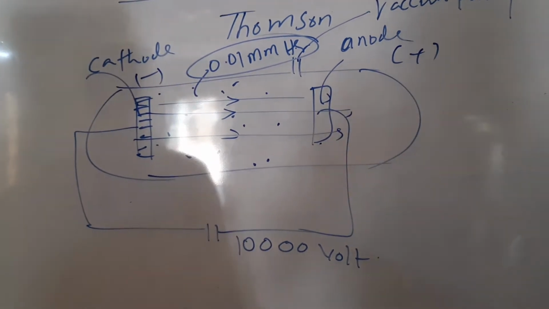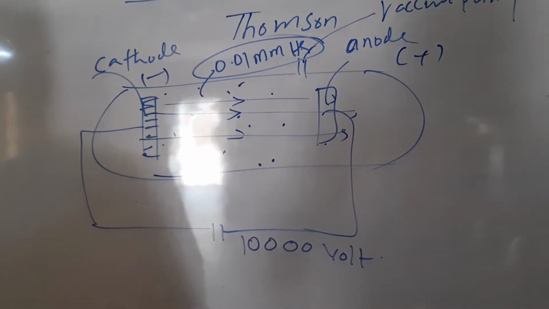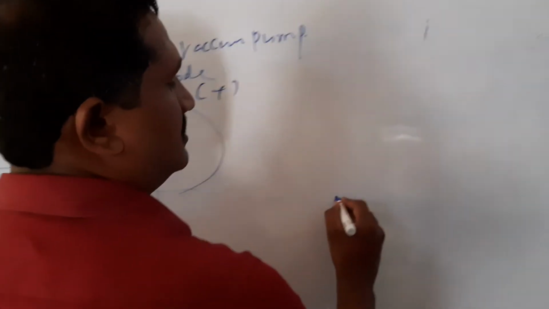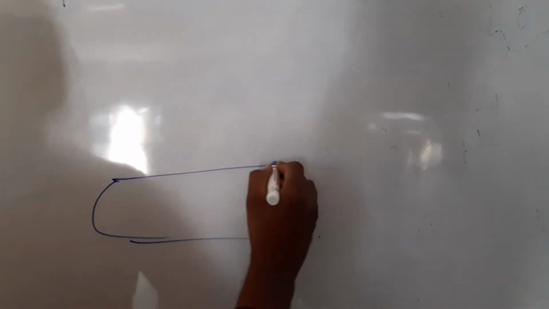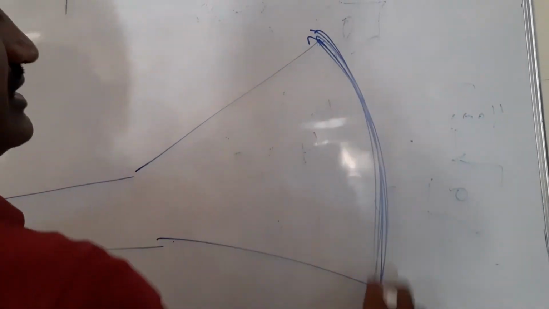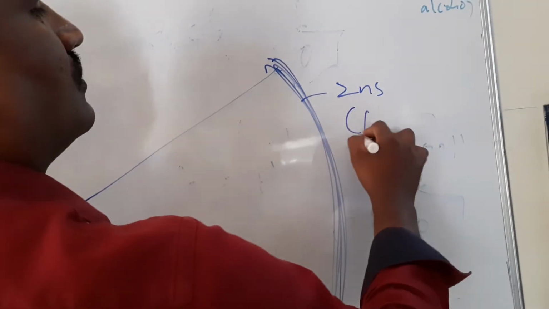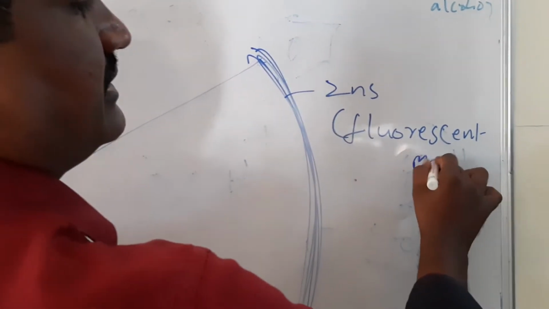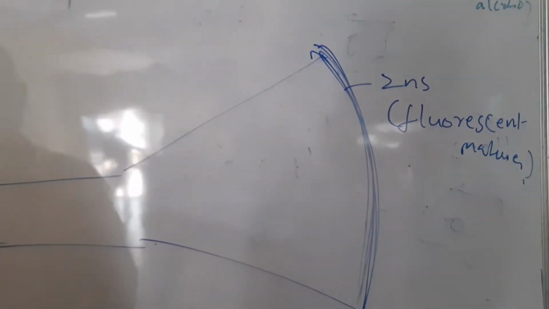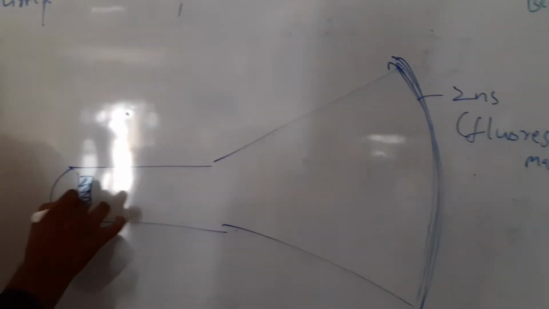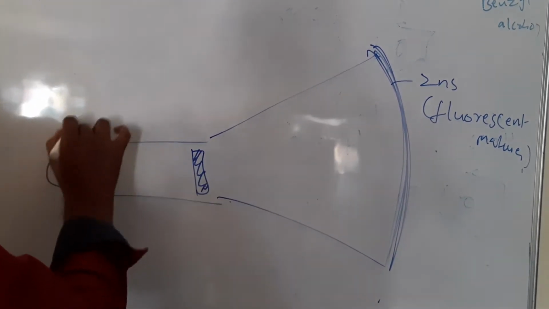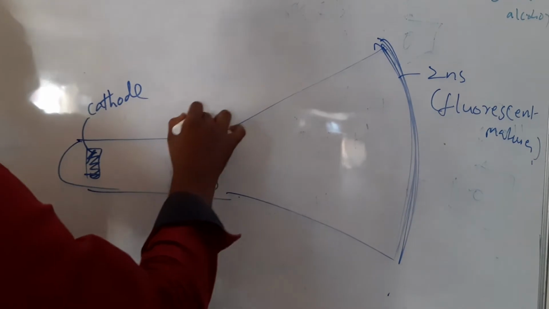And these cathode rays are observed by taking a fluorescent material. This is the fluorescent material, zinc sulfide. Here these are the cathode rays, here the cathode and anode.